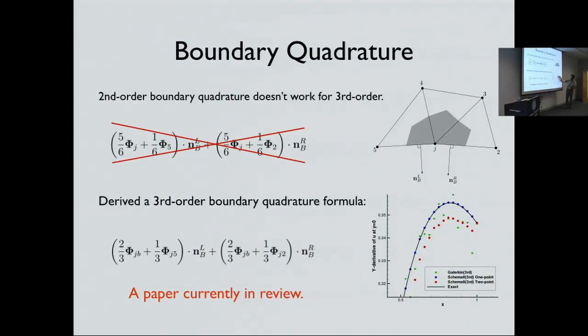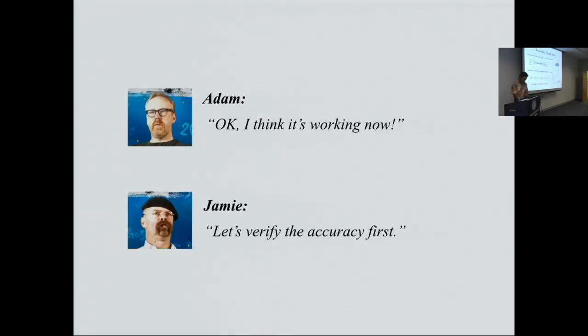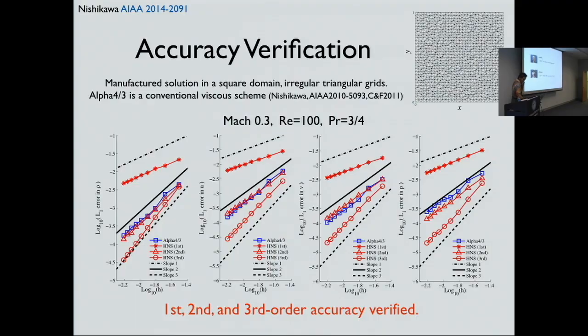So this is test problem results from the diffusion scheme on the solution derivative on the boundary. And the black curve is the exact solution, and the blue ones are obtained with the new formula. And the red one obtained with the second order formula. It decreases the accuracy considerably. So this is very important on the boundary. So now it's working and verified accuracy.